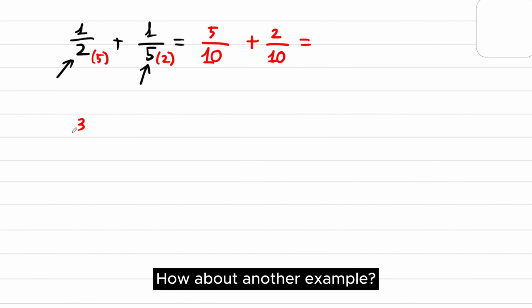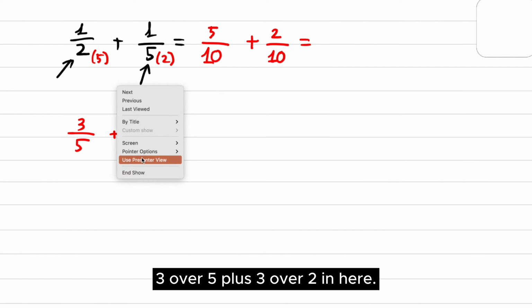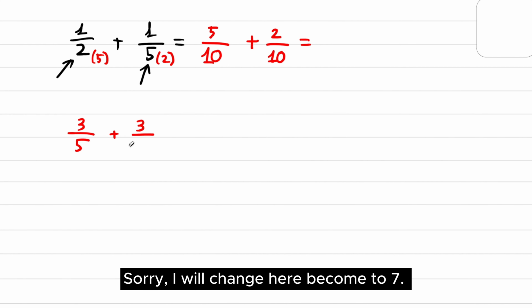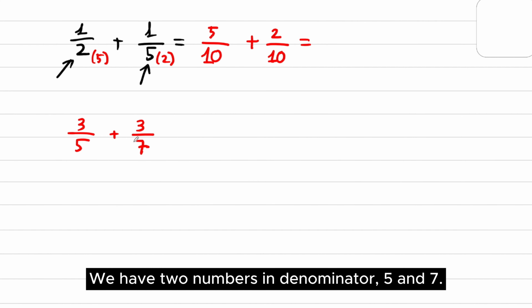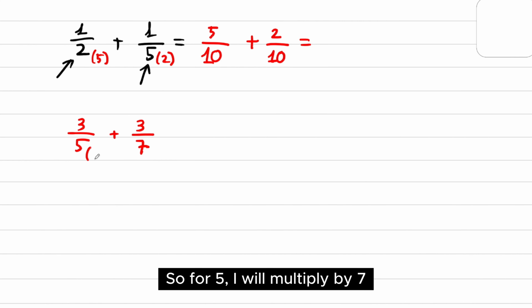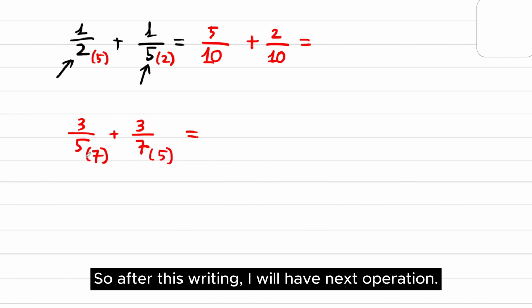How about another example? 3 over 5 plus 3 over 2 in here. Okay, sorry, I will change this to 7. So here is 5, here is 7. We have two numbers in the denominators, 5 and 7. So for 5, I will multiply by 7, and for 7, I will multiply by 5. So after this writing, I will have the next operation.